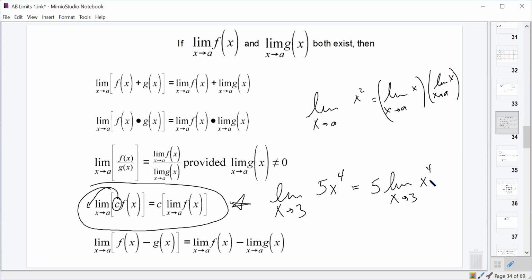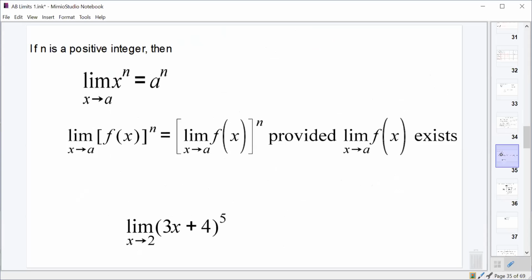I'm sure they don't seem very exciting or interesting or helpful to any of the limits that we've done so far, and they're not, but they will be exceptionally helpful soon. All right, another important one is that, you know, anytime we have x to a power, we can just plug it in. We should know that because we should just be trying to plug it in every time.